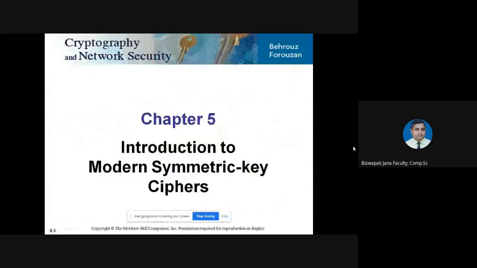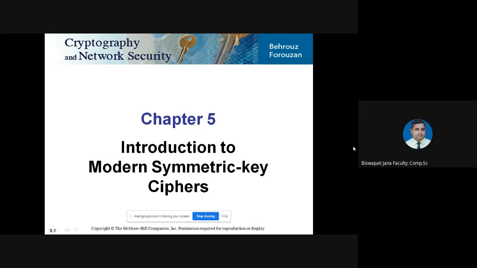So today we'll discuss some symmetric, modern symmetric key ciphers. Already we have discussed lots of cipher techniques, keyed, keyless, Caesar cipher, and some different types of cipher techniques and how they were developed. Now today we'll discuss the modern symmetric key cipher.